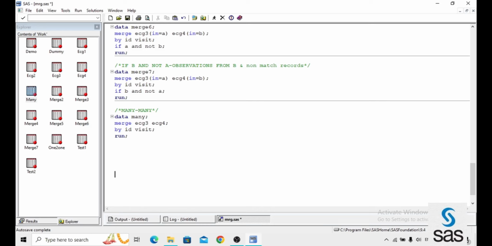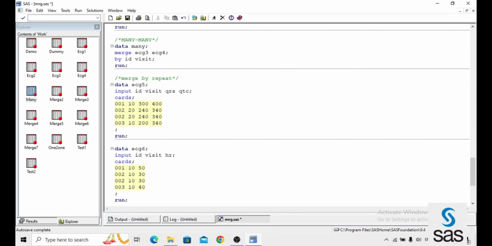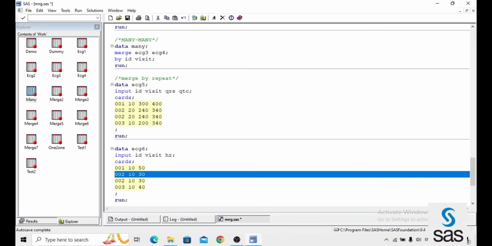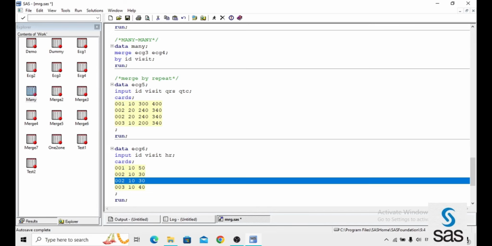It is an important topic while merging. Most of the time we get this note, that is, merge by repeat. It is an important issue and we have to remove this from the log window. Then what is this merge by repeat? Then how do we remove this? For that I am taking two datasets, ECG5 and ECG6. If you observe, it is the same dataset, but here I am taking one extra observation: 0 to 10, same dataset, 0 to 10, 0 to 10.